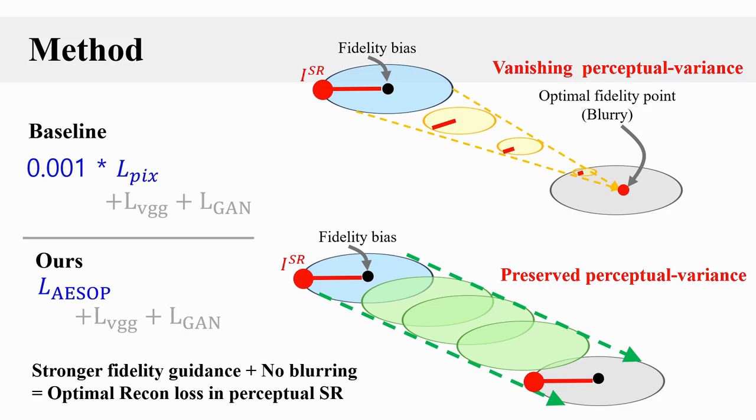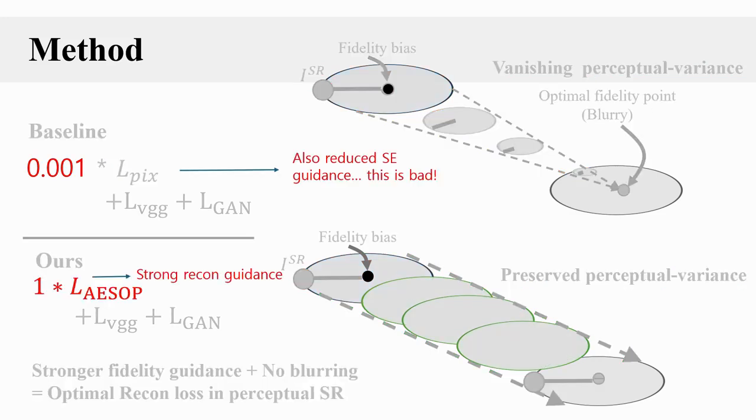Meanwhile, in the proposed method, the fidelity bias is aligned with the one from the ground truth space, while perceptual variance is preserved. Additionally, an important point here is that we do not apply a small scaling factor for the reconstruction loss. This type of small lambda for the reconstruction loss was to reduce the impact of VE reduction, thereby avoiding blurring. However, this also unintentionally reduces the SE reduction factor.